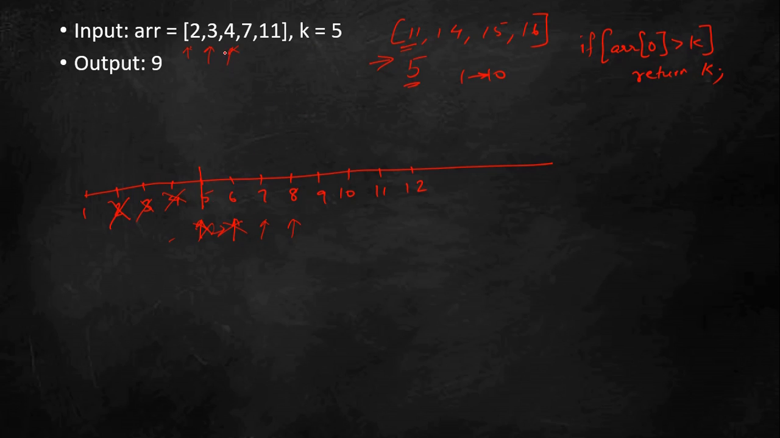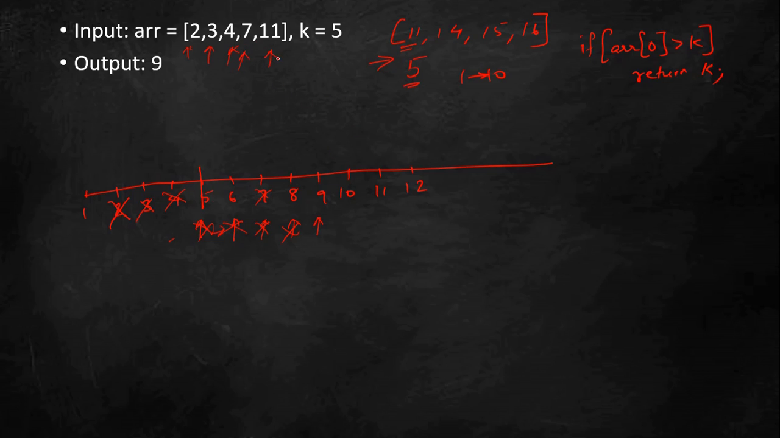So every time I find an array value which is less than my current pointer value, I will increment. Now my current pointer value is 7. 7 is again less than 8, so I'll increment my current pointer, and 7 I'll remove from here.